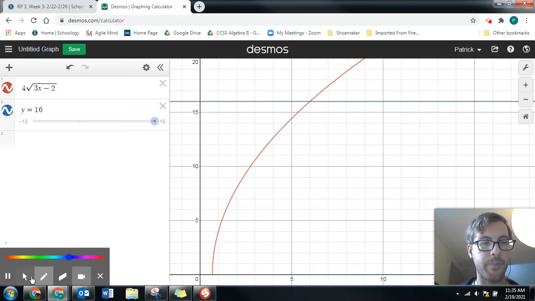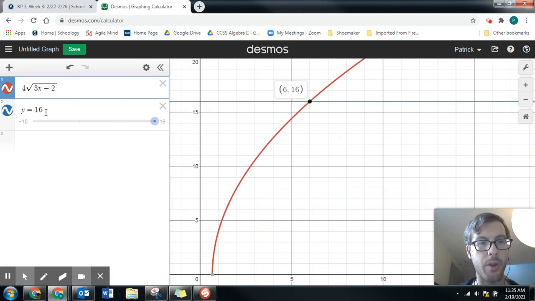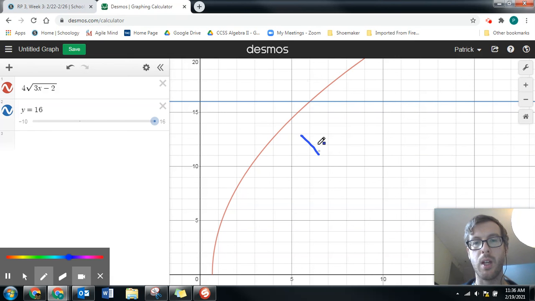Remember that the intersection point, we already know that the y is equal to 16. That's not new information to us. What is new is this value of x. So you can see that we got the same thing as we solved it algebraically. We got x equals 6, and that's how you would write your answer, x equals 6.